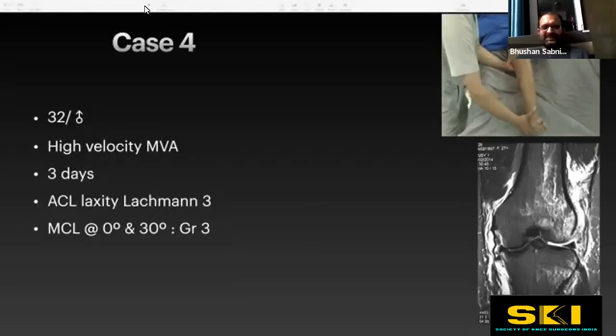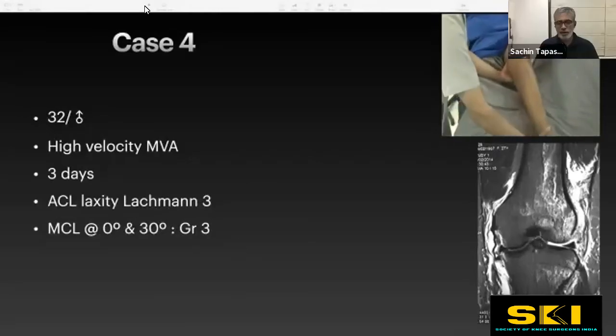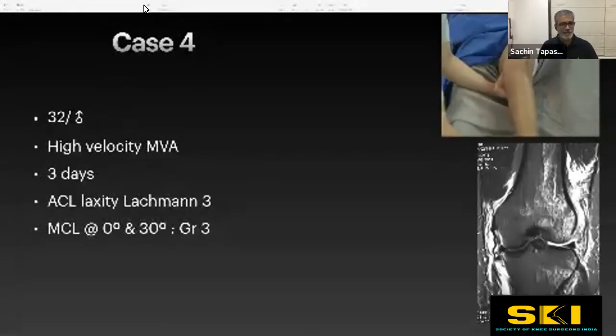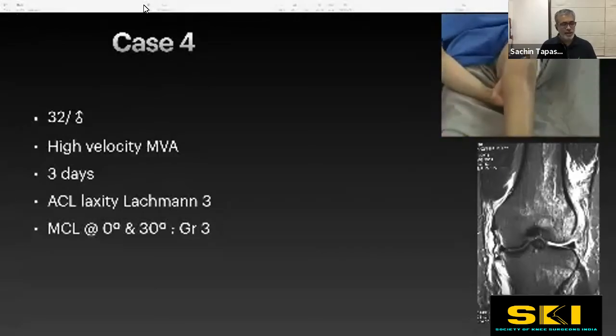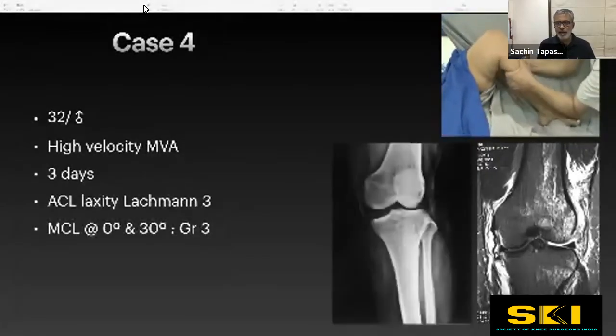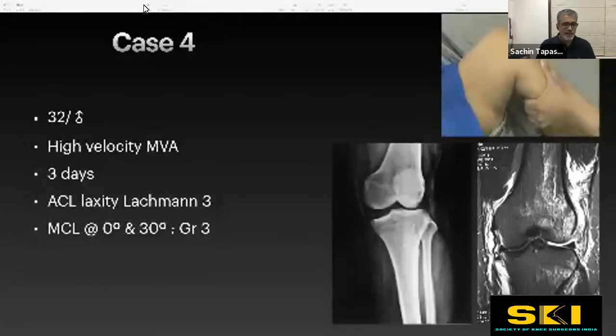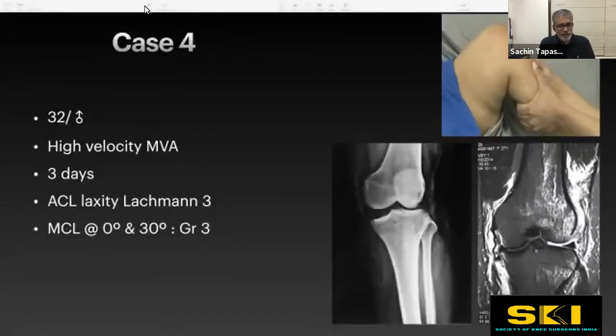Okay. So let's come to case 4. Now this is a 32-year-old male. He's got a high velocity motor vehicle accident. This is 3 days old, and as the x-rays show, this is a combined ACL MCL tear. The ACL has got grade 3 Lachman, and the MCL is opening grade 3 in both full extension as well as 30 degrees of flexion.